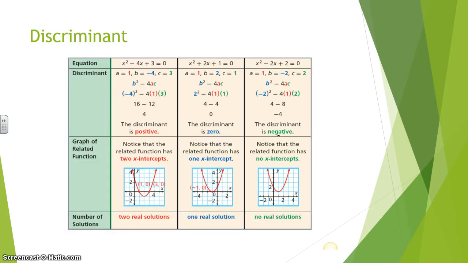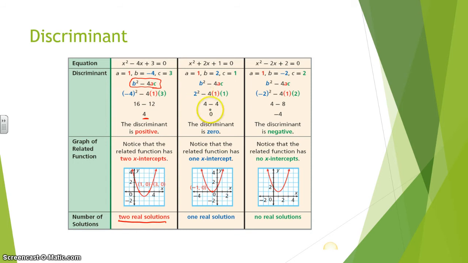So here's a chart that just kind of shows you how the discriminant works. So we have here an equation, x squared minus 4x plus 3 equals 0. We have our a value is 1, b value is negative 4, c value is 3. You set up using the formula b squared minus 4ac. So negative 4 squared minus 4 times 1 times 3, a times c. That simplifies to 4. Since this discriminant value is positive, then it's going to have 2 real solutions.